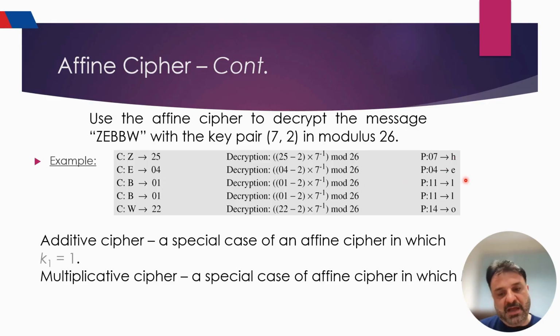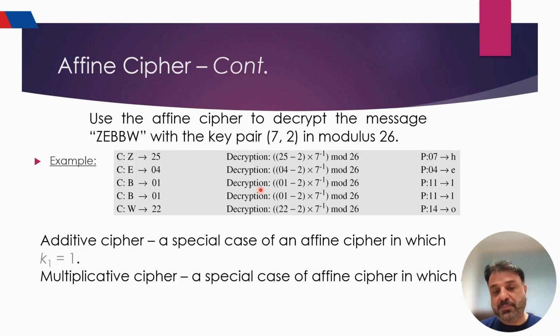Again for 4, we have E. Again 1 and 1, I and I, and L and L, and for W is 22, we got O. So the result is HELLO. Just mention that if we use K1 as 1, it is the simple additive cipher we use in, for example, the Caesar method or any other method.